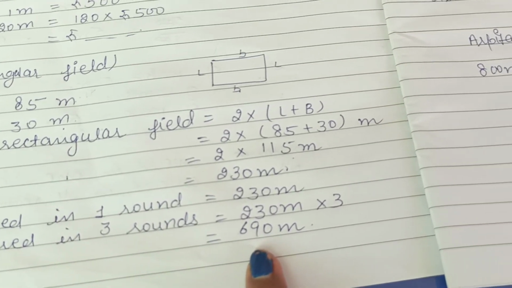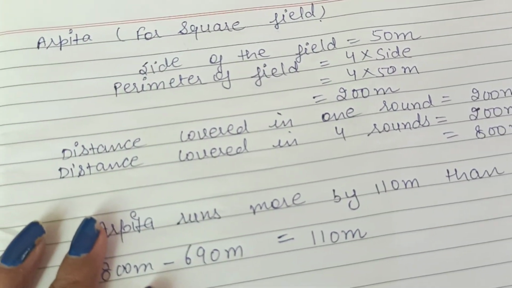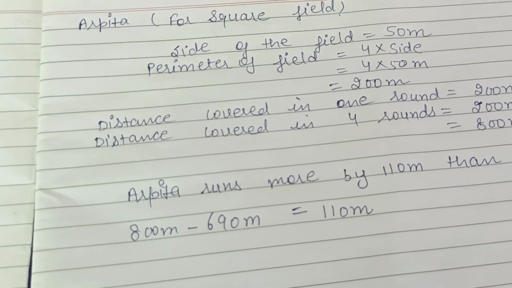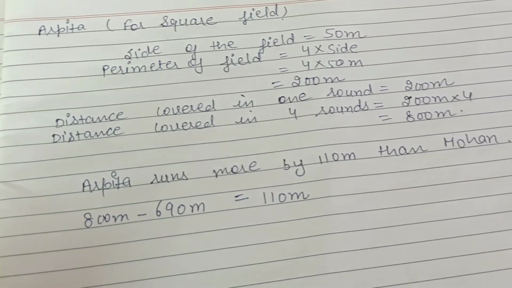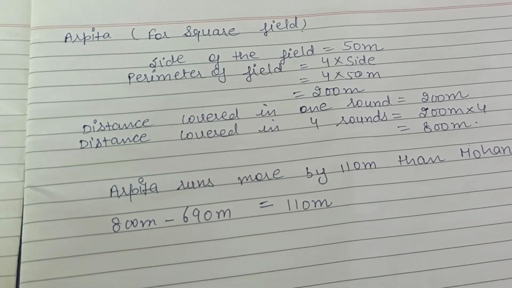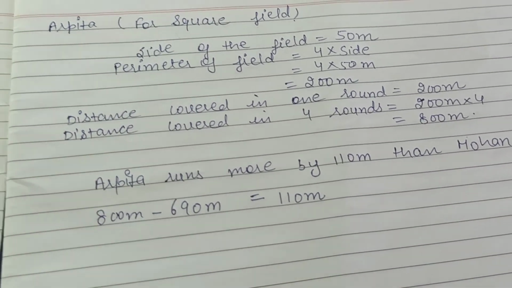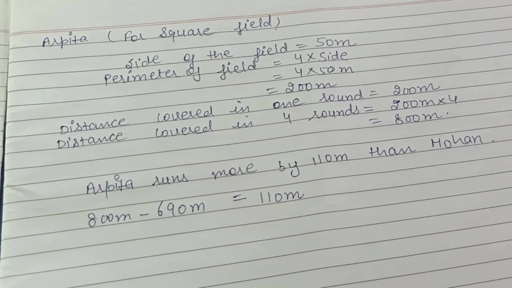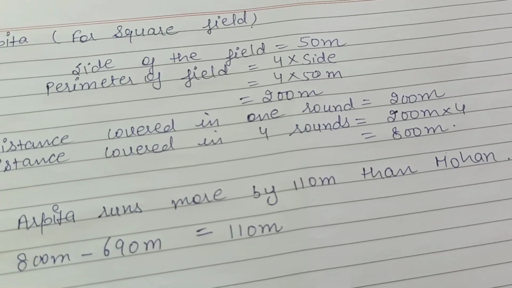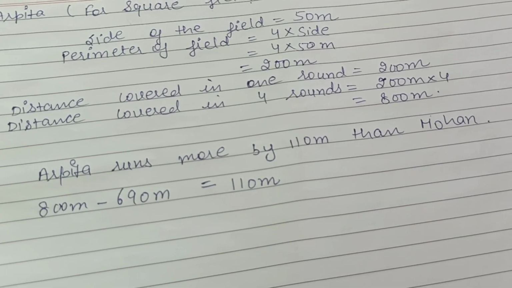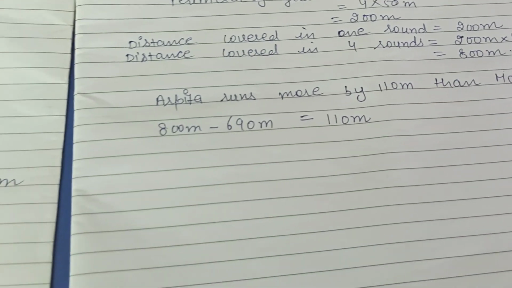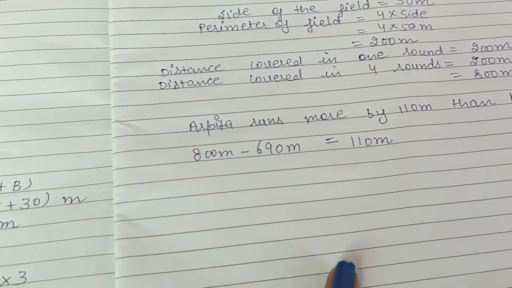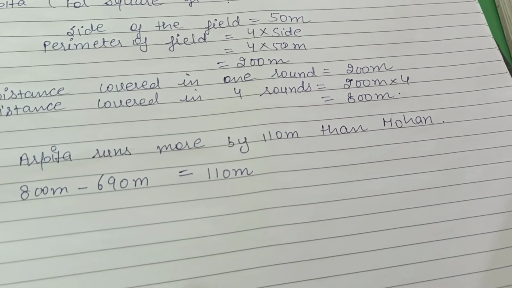Right? After this, come to Arpita. In this, Arpita's field is a square field. So the side is given here, 50 meter. After this, the perimeter of the field is 4 multiplied by side. Put the values in the formula and the perimeter is 200 meter. After this, they said that Arpita takes 4 rounds, which equals 800. So who runs more? Arpita runs more by 110 meter than Mohan.